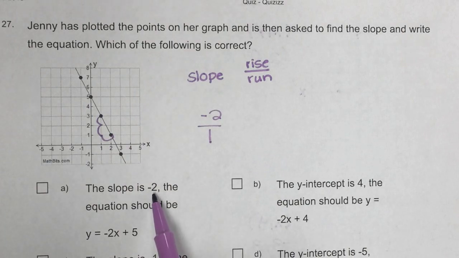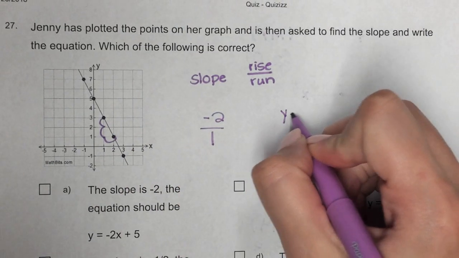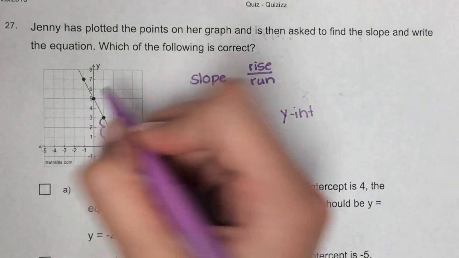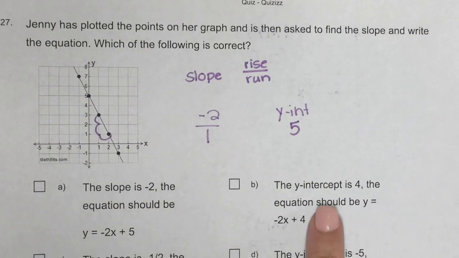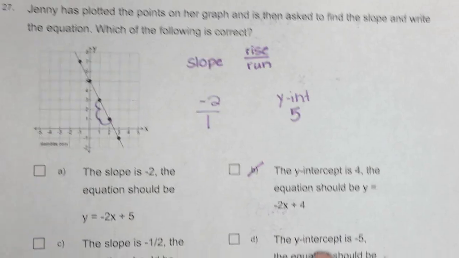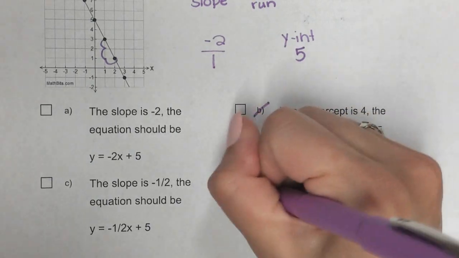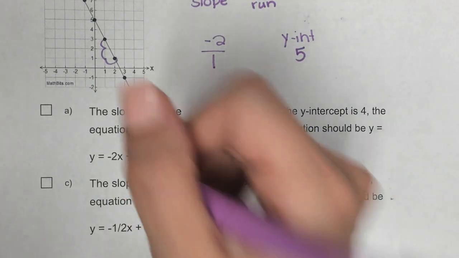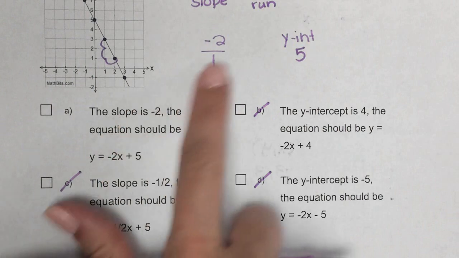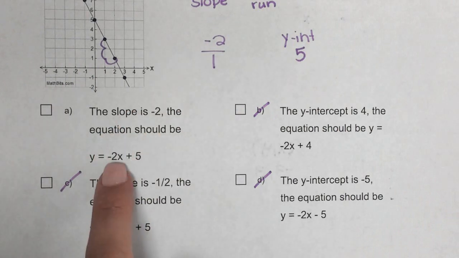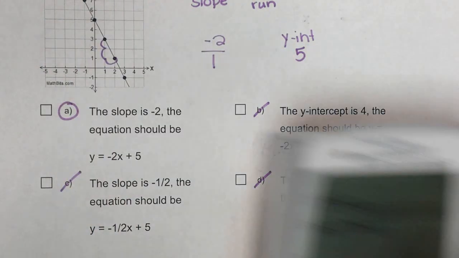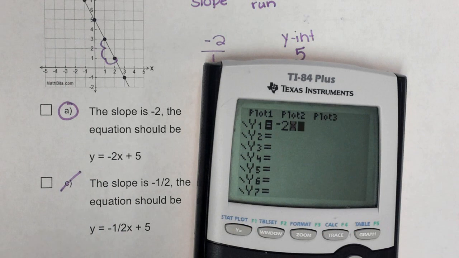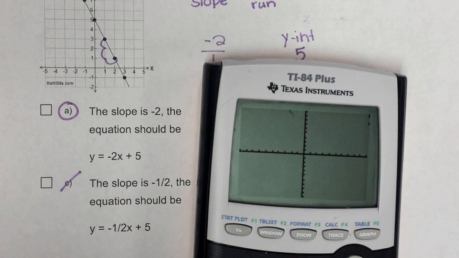So my slope is negative 2. My y-intercept, where is this crossing the y-axis? It crosses it right here at 5. So the y-intercept is 4? No. The y-intercept is negative 5? No. The slope is negative 1/2? No. The slope is negative 2? Yes. And the equation should be negative 2x plus 5. And if I plug that in, negative 2x plus 5, let's see what that looks like. Does that look similar to that graph? Yes, it does.